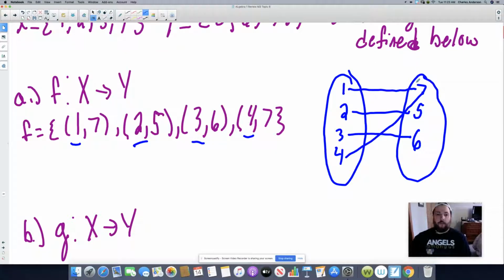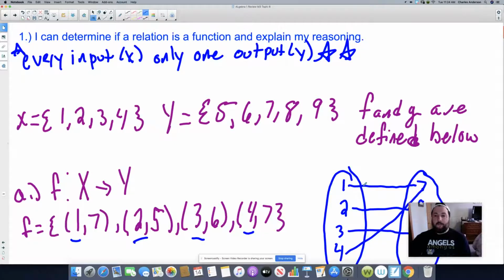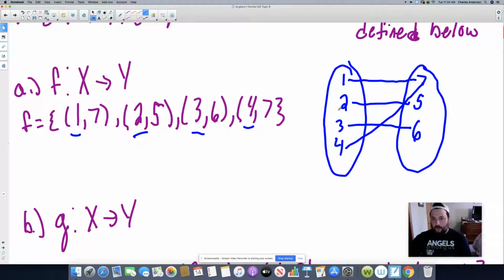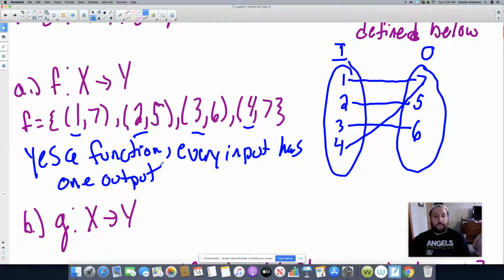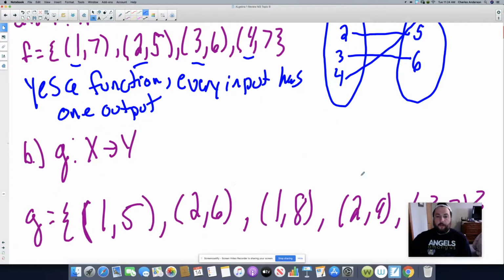In answering the question of whether the relation is a function, you have to ask yourself: does every input, the x's, map to one output? In other words, is there one arrow going from the input to the output? The answer to this is yes. So this is a function, because every input has one output. Easy. All right, now we'll do another one with g.